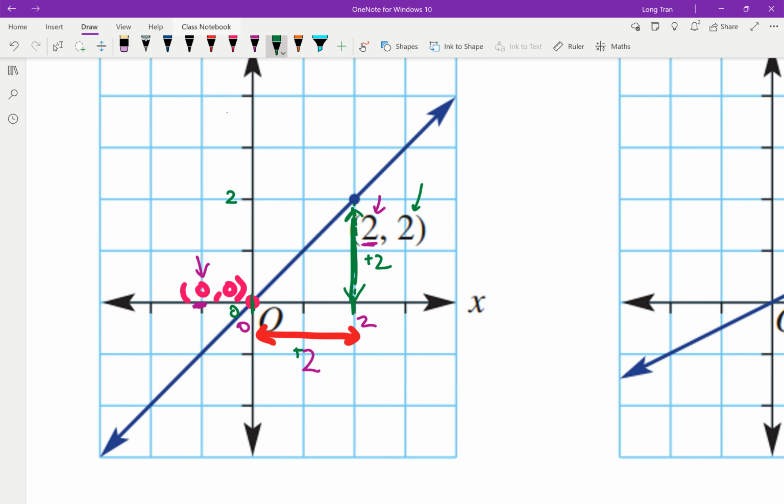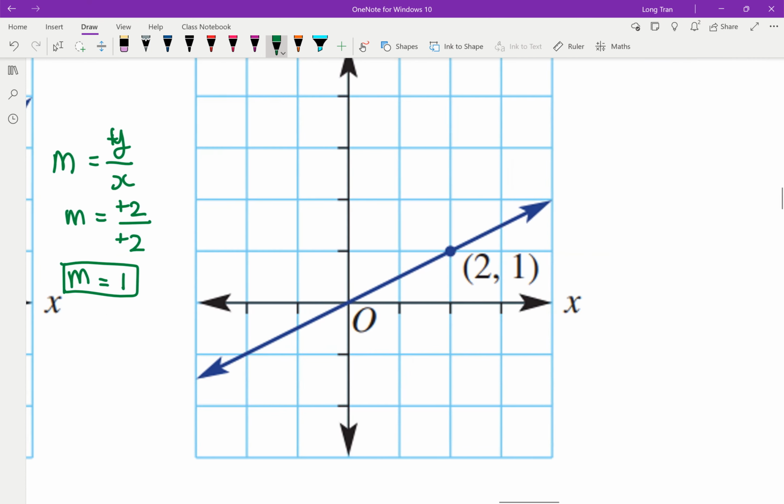So when you answer the question, what is m? M is equal to the pattern for y over the pattern for x. The pattern for y was plus 2 up. The pattern for x was plus 2 across. So what is m, which is the gradient? M is 2 divided by 2, which is 1. For some of us, that might be easier to look at the graph.